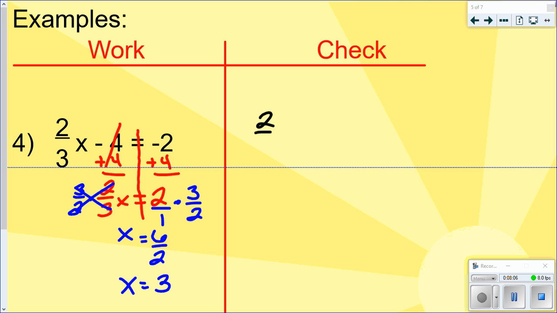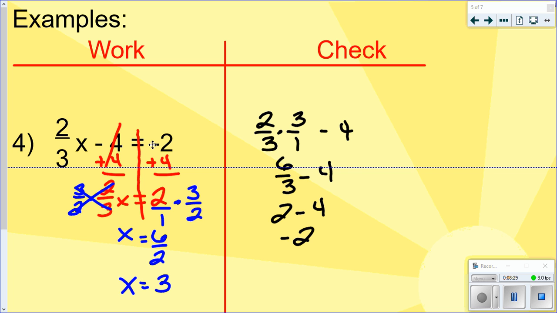So I can still check this. Yes, there's a fraction. Don't freak out. It's okay. 2/3 times x. X is 3. So I'm going to do times 3 over 1. And then I have that minus 4. So this would be 6 over 3 minus 4. 6 over 3 is just 2. And 2 minus 4 is -2, which is what I wanted. So I went through that kind of quick. But just remember, you can back it up and you can watch it again.